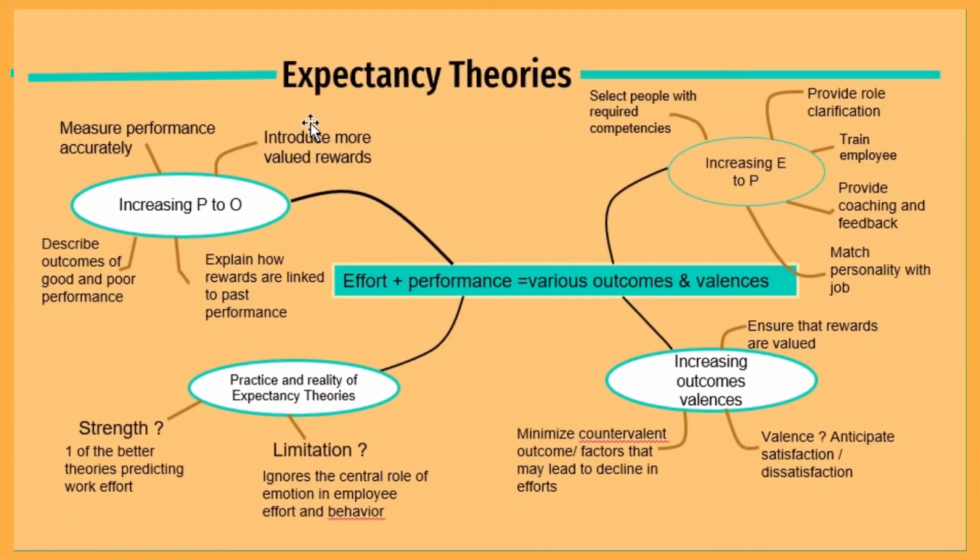Okay, moving to the process theories, there are two types of process theory, which are expectancy theory and equity theory. For the expectancy theory of motivation, we can see here that this is basically effort to performance, effort plus performance, producing various outcomes and balances. The question is what kind of effort. For example, if the effort is good, then the performance will be good as well, and probably will produce good or positive outcomes.